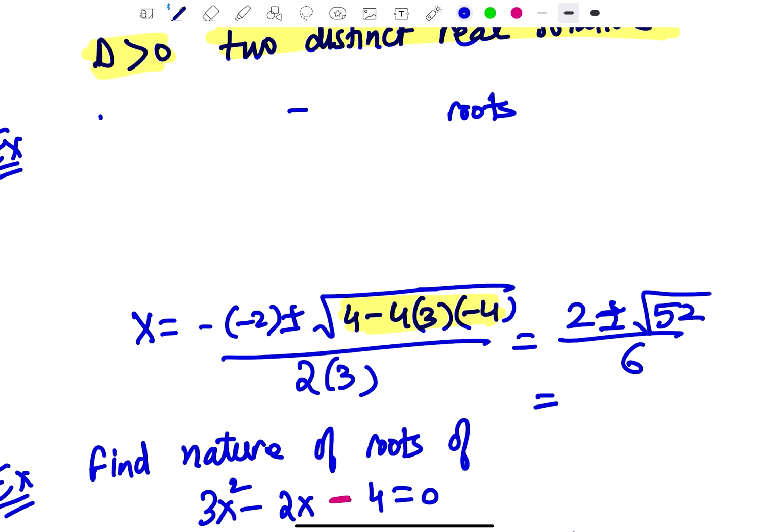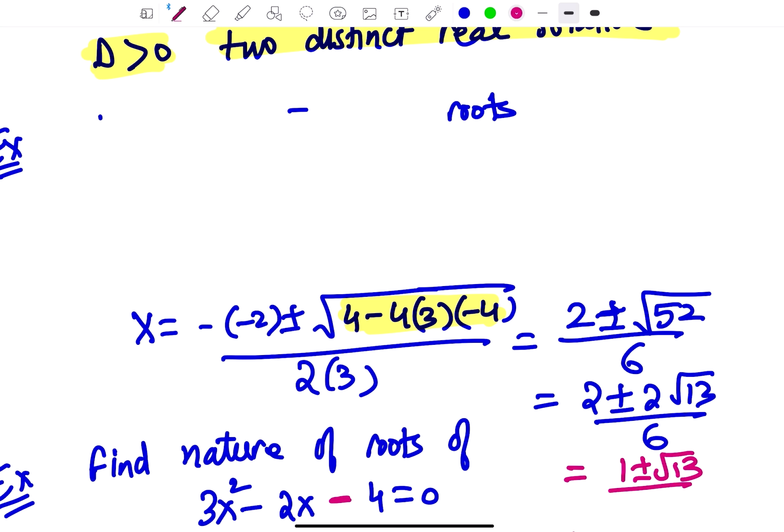And 13 times 4 is 52. So this can be written as 2 plus minus 2 root 13 over 6. And we can go ahead and cancel the common factor between numerator and denominator. And it would be 1 plus minus root 13 divided by 3. So there are my two real solutions: 1 plus root 13 over 3 and 1 minus root 13 over 3.